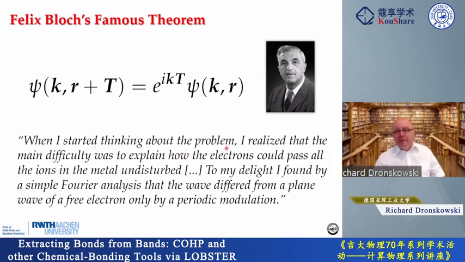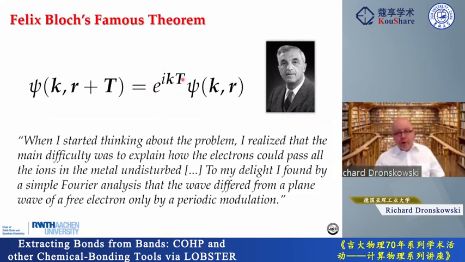When I started thinking about the problem, I realized that the main difficulty was to explain how the electrons could pass all the ions in the metal undisturbed. So he's dealing with metals in the late 1920s. To my delight, I found by a simple Fourier analysis that the wave differed from the plane wave of a free electron only by a periodic modulation. And here it is. This is the periodic modulation.